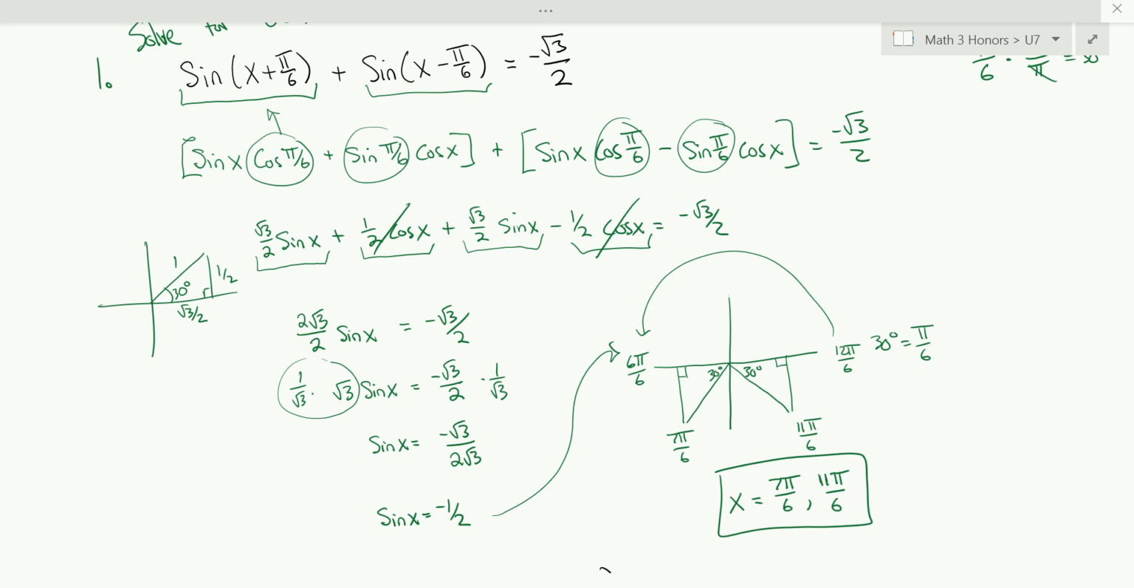So we started by using the sum and difference formulas, okay? Then we evaluated what we could and simplified it as much as we could, all the way down to sine of x equals negative 1/2. Then we're finding the angle by asking ourselves what quadrant are we in and what reference angle are we working with. Questions on 1?